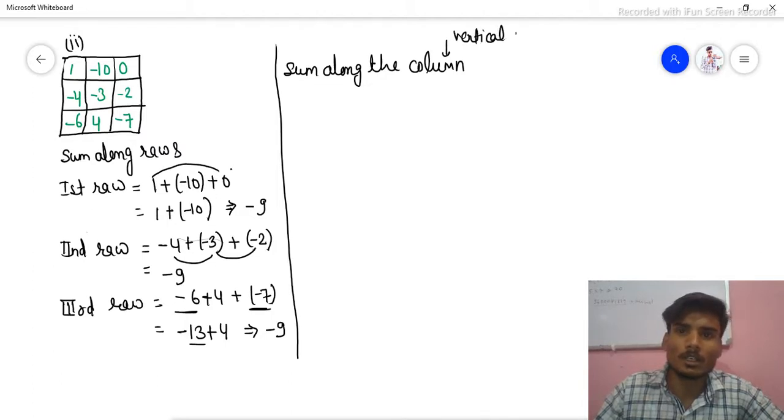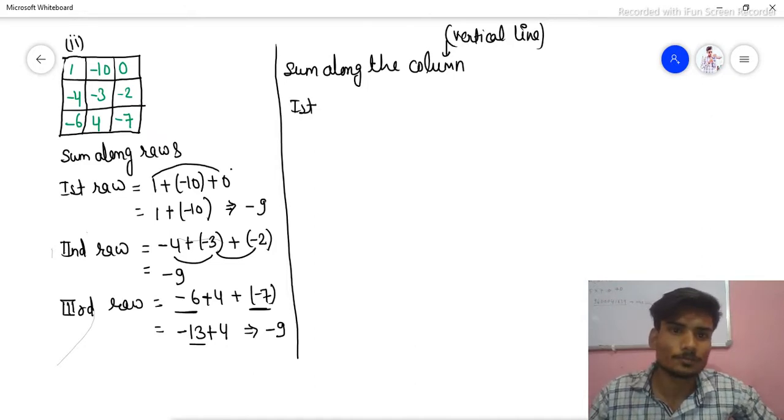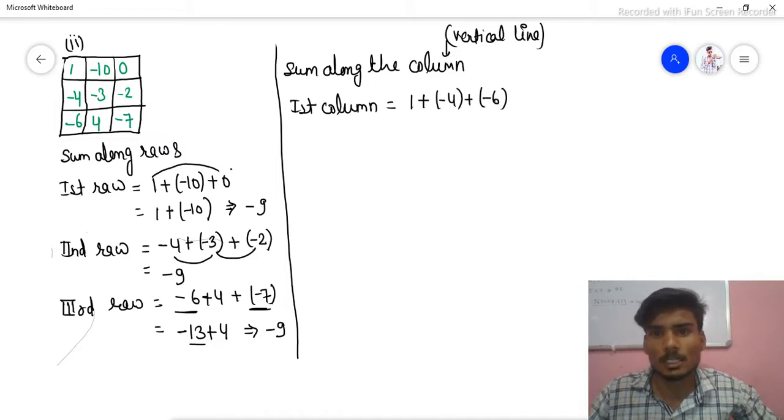Vertical lines are called columns. So, sum along the first column, that is 1 plus minus 4 plus minus 6. 1 minus 4 and minus 6, that will be minus 10, right? Overall minus 9 is greater.